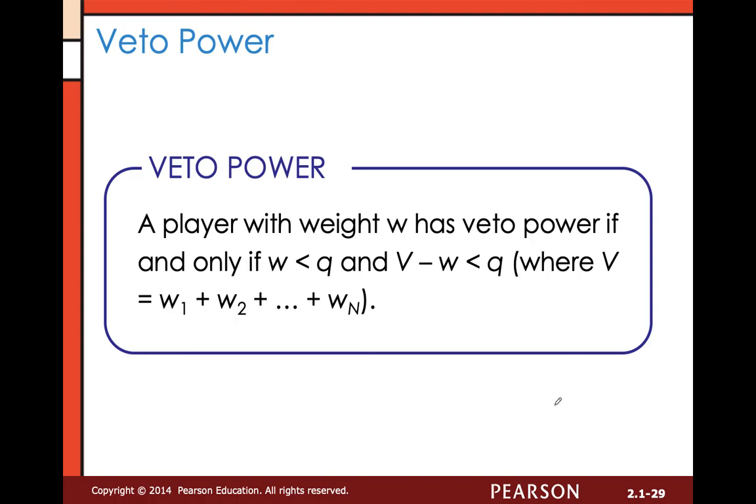All right, so veto power, here it is summed up one more time. A player with a weight W has veto power if and only if W is less than Q, so it's less than the quota, so they're not a dictator, and the number of votes minus W is less than Q, where the number of votes is equal to W1 plus W2 all the way up to WN.